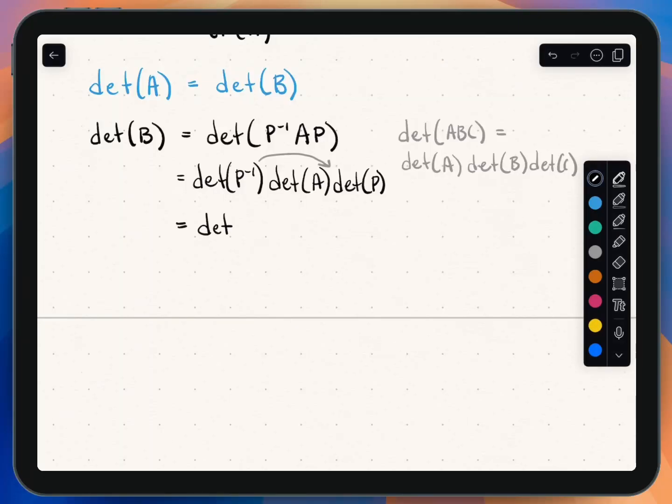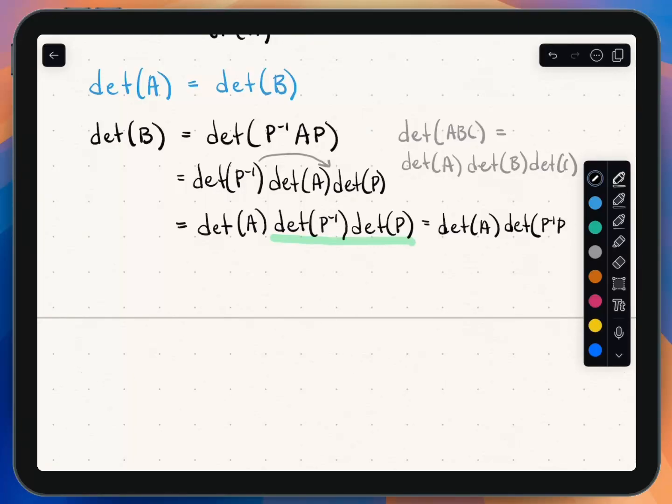Then I would get the determinant of A times the determinant of P inverse times the determinant of P. And again here we can go the other way, and combine these two determinant statements to say, hey, this is the determinant of A times the determinant of P inverse P. But now this will just become the identity, and the determinant of the identity is always 1. So this actually comes out to be the determinant of A. So therefore, these two things are indeed equal.